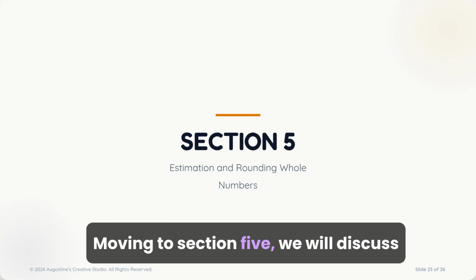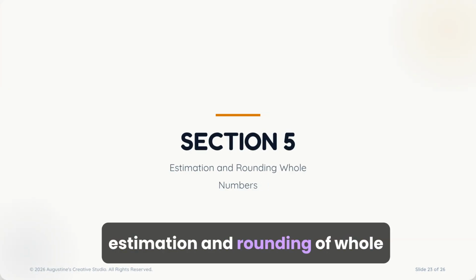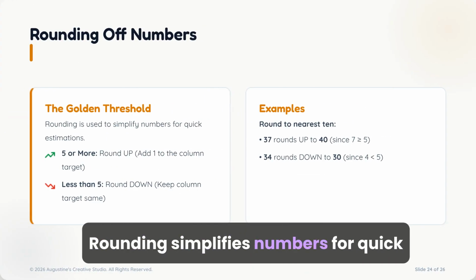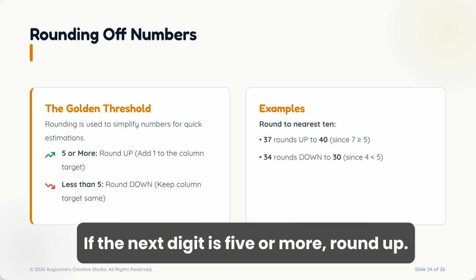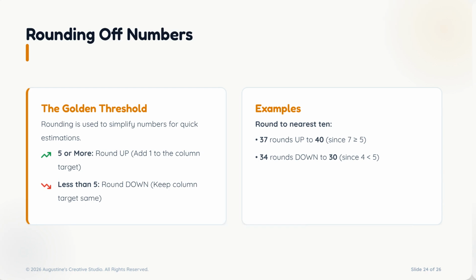Moving to Section 5, we will discuss estimation and rounding of whole numbers. Rounding simplifies numbers for quick estimates. Use the golden threshold of 5. If the next digit is 5 or more, round up. If it is less than 5, round down.